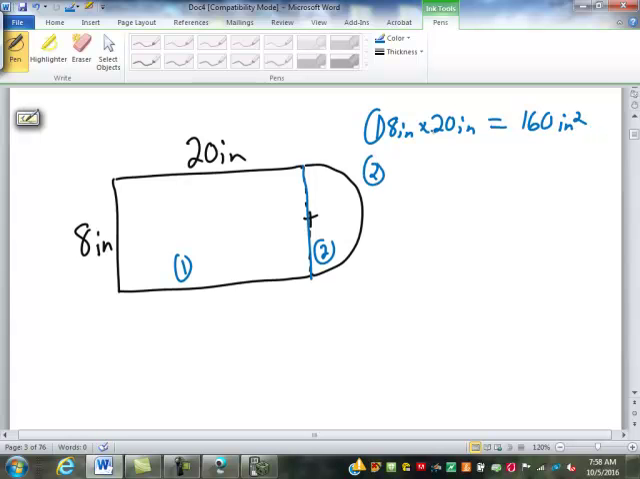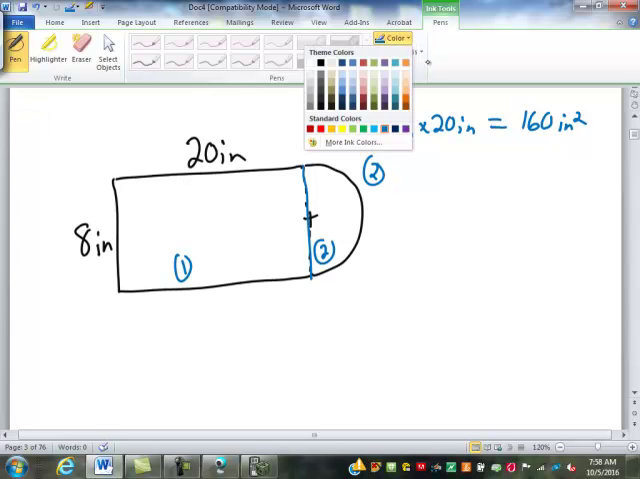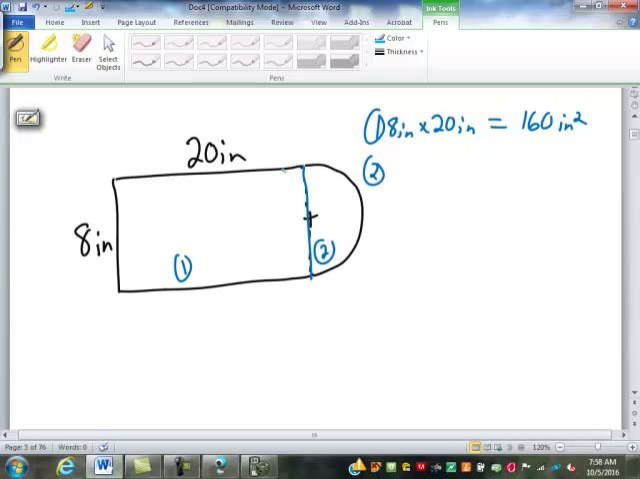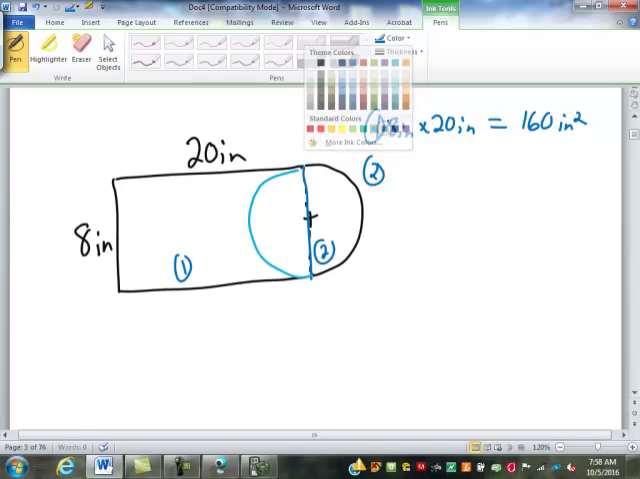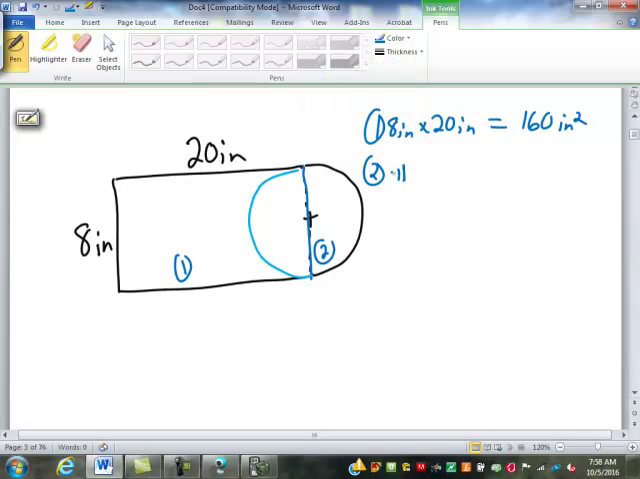How am I going to find the area of piece 2? Well, I'm going to imagine that it's a full circle, right? The area of that full circle would be pi times, what's its radius? 4. How'd you get 4? Yeah, if it's 8 across here, that means it's 8 across here. So it makes the diameter of that circle 8. Radius is half the diameter. So the radius is 4.